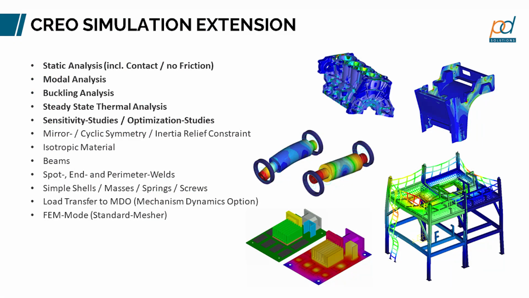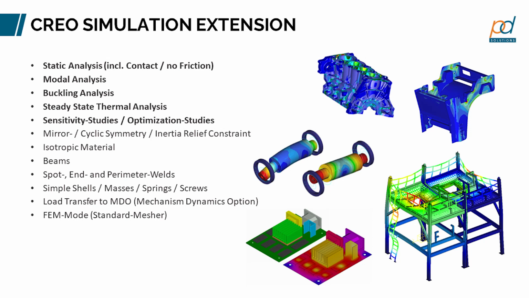So the Creo Simulation extension can do static analysis, modal analysis, buckling, steady state thermal, and sensitivity and optimization studies. It assumes linear materials, things like linear isotropic materials like metals, engineering plastics, things like that. So it can't do some types of nonlinear applications, but for linear applications, it's very powerful. And in addition to regular solid analysis, it can also handle idealizations, things like shells, beams, masses, springs, screws, etc. So it's very powerful software.